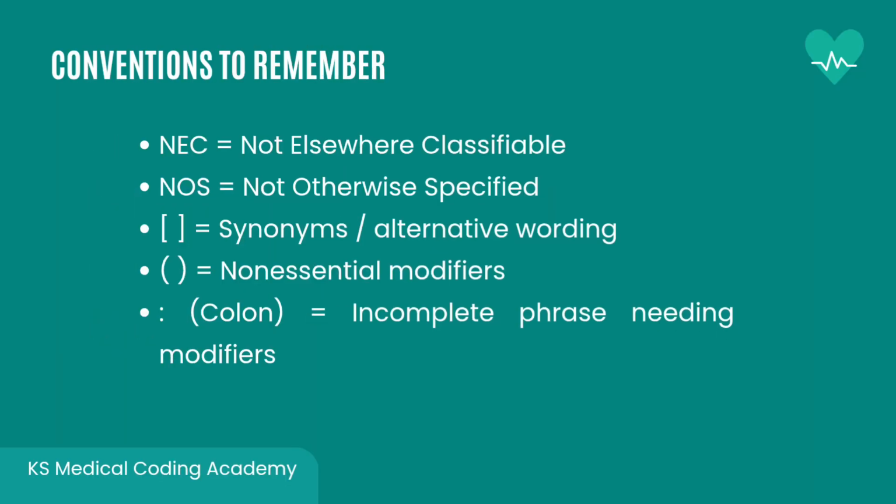Conventions to remember. Understand the symbols and punctuation used in ICD-10-CM. NEC means not elsewhere classifiable. Use this when no specific code exists. NOS stands for not otherwise specified, used when the provider doesn't give more detail. Brackets, parentheses, and colons all have specific uses in the code lists. These appear often in CPC exam questions.